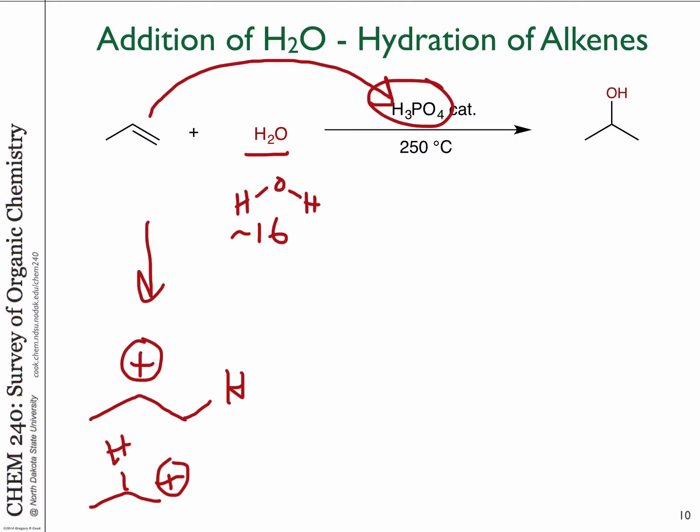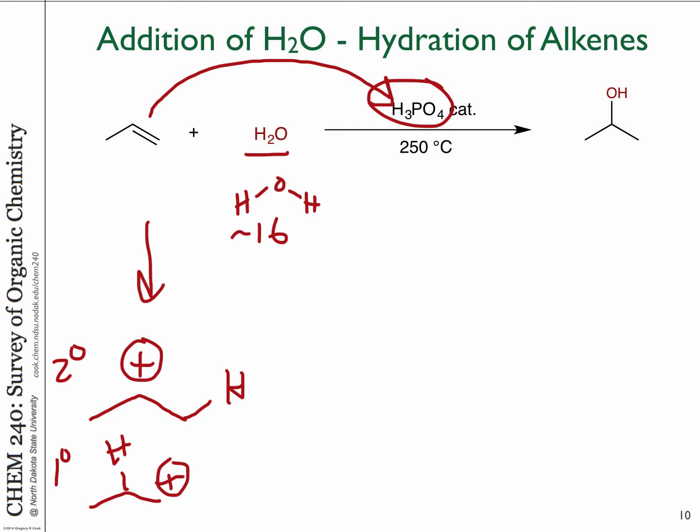But based on what we just talked about on stability of carbocation intermediates, we know that the secondary carbocation is favored over the primary carbocation. It's a carbon attached to two alkyl groups. This is a carbocation attached to only one alkyl group. Okay? So that first step happens.